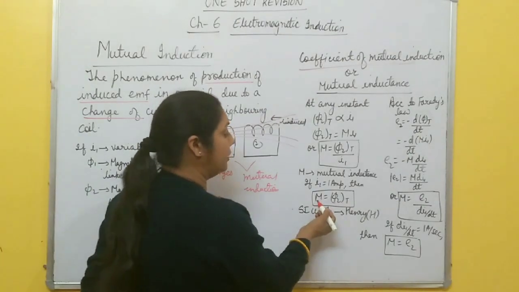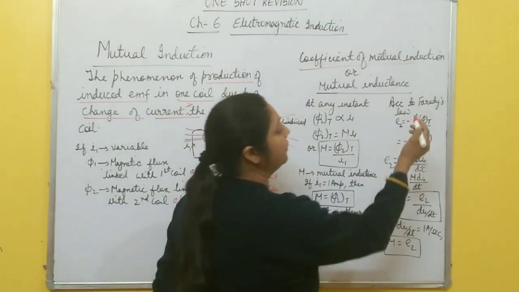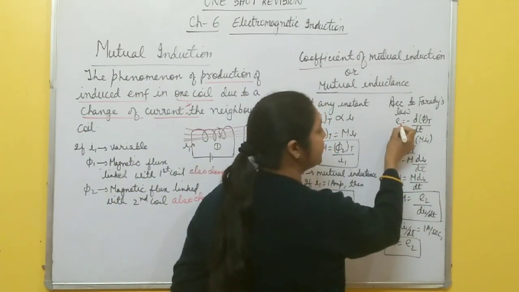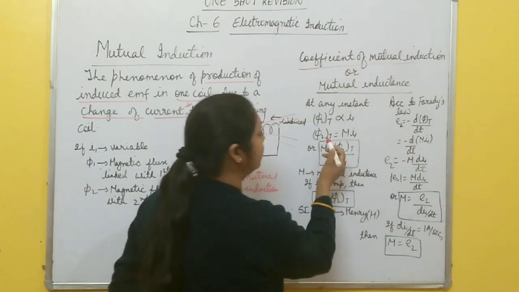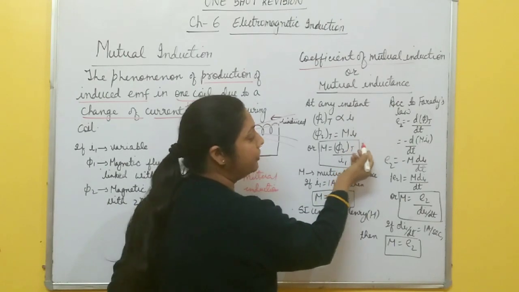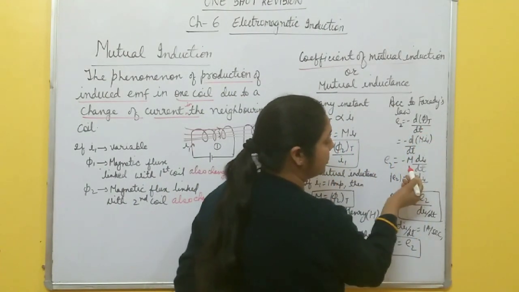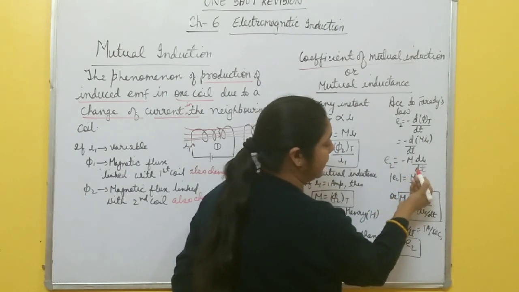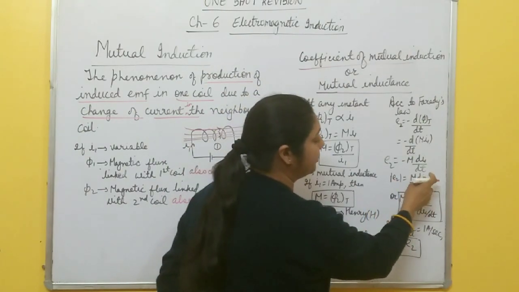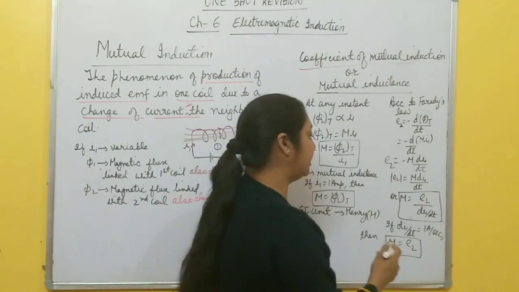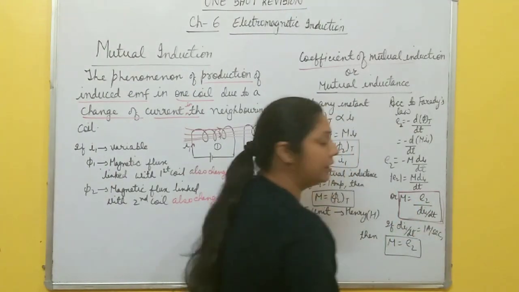Again, in terms of induced EMF, how do you define mutual inductance? According to Faraday's law, the EMF induced in the second coil is minus d phi by dt, and phi 2 total is M I1. So you write E2 equals minus d by dt of M I1. M is constant, you take it outside. So E2 equals minus M dI1 by dt. Or in terms of magnitude, E2 equals M dI1 by dt, or M equals E2 by dI1 by dt.